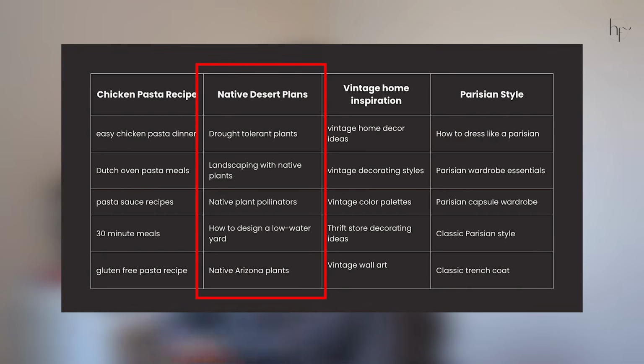People might be looking for things like landscaping with native plants, native plant pollinators, how to design a low water yard. That's actually really popular in Tucson, and you can't install grass in new builds. So they're obviously looking for that. And then native Arizona plants. So plants that are native to the Southwest might not be native to Arizona. What's native to New Mexico or Texas might not be native to Arizona. So people might be looking for plants specific to the state that they live in as well.